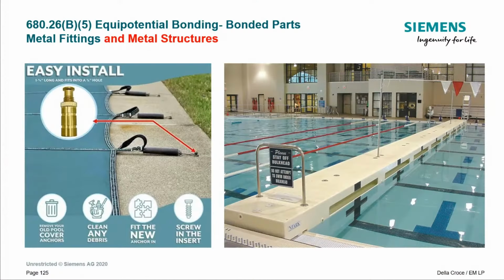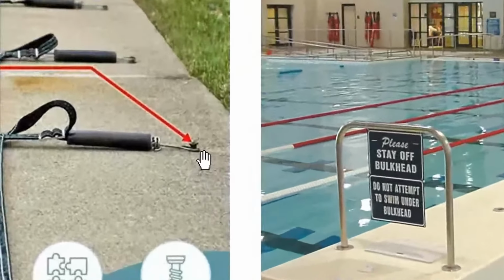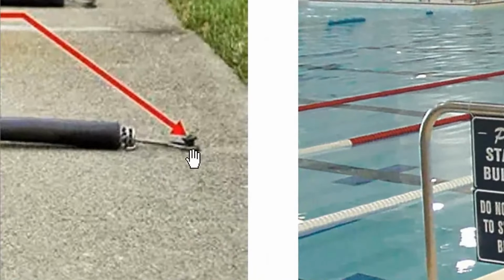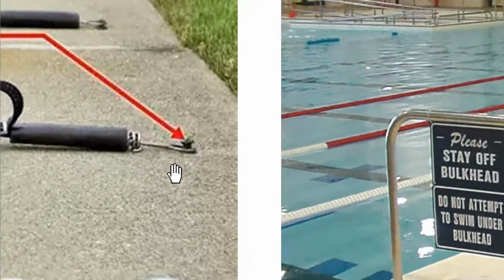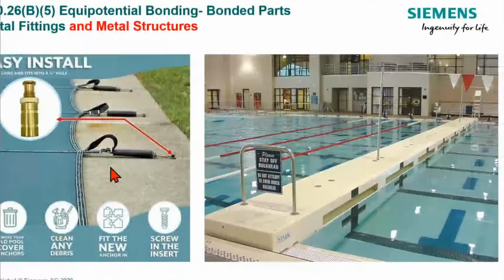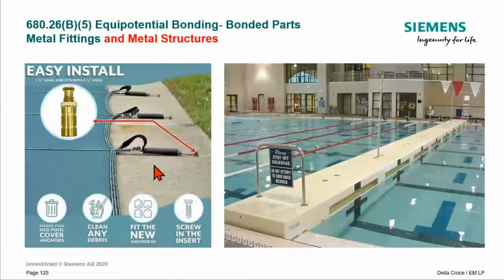Here, first, stay off the bulkhead. I guess we'll go back to those anchors. Those are the pictures on the right, examples of anchors that probably all meet the dimensions and the exceptions. So there's no need to go and equipotentially bond those. But then the last new exception is dealing with this bulkhead language.